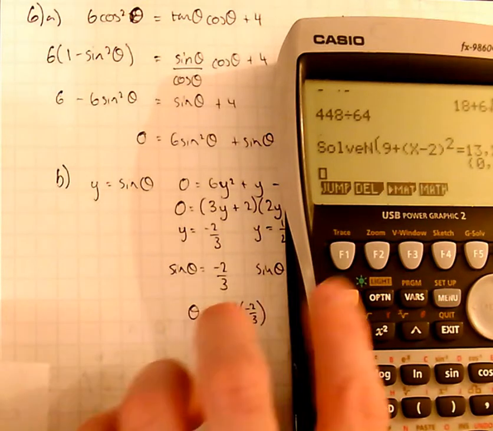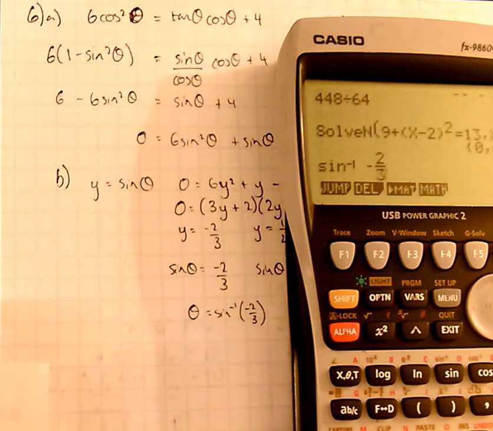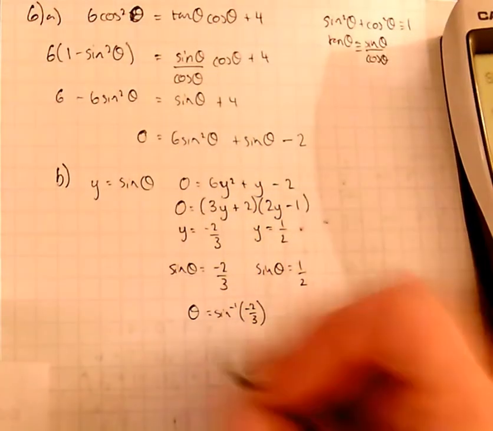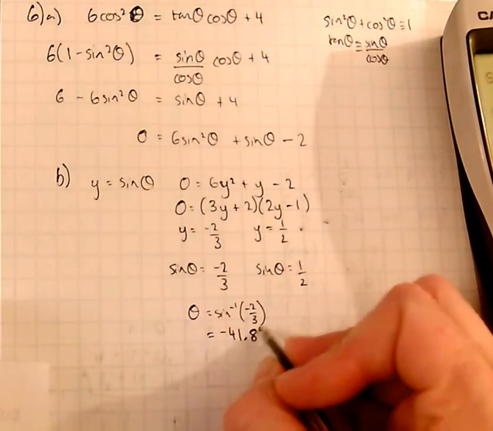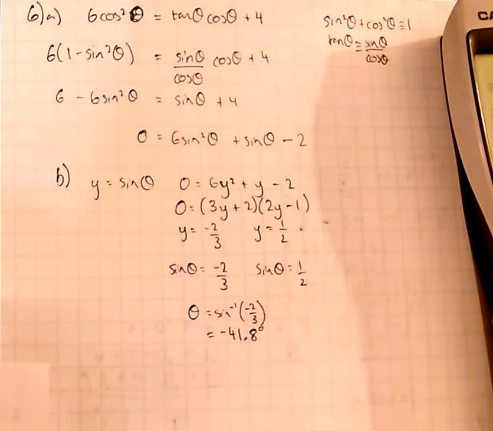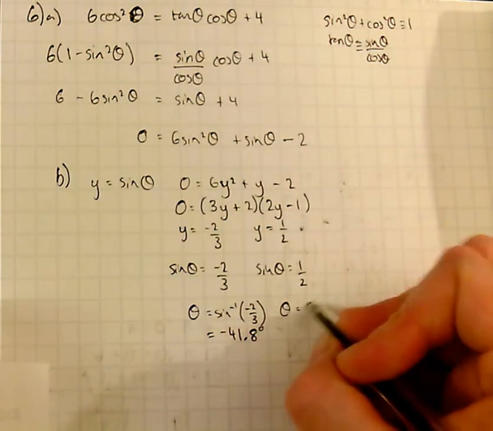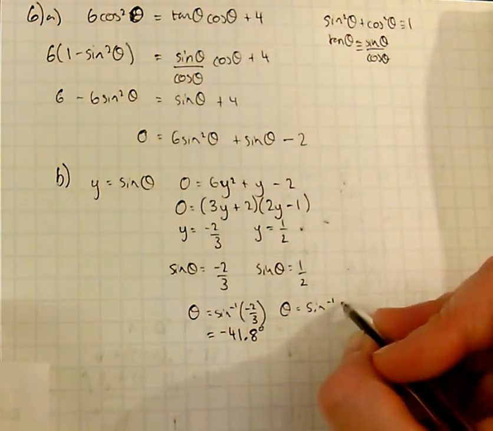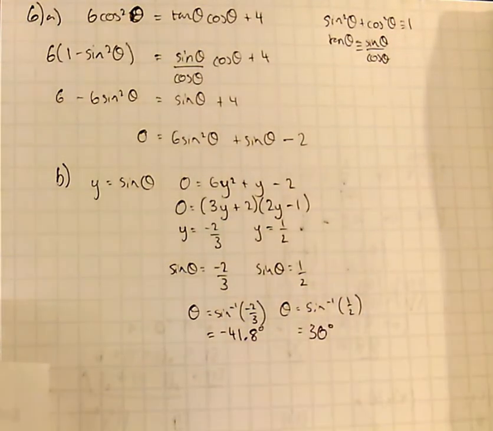So I would like to do inverse sine of negative 2/3, and I get negative 41.8 degrees. I'm going to store that on my calculator. And let's do the other one as well. You might remember this one from GCSE. Inverse sine of a half will give you 30 degrees.